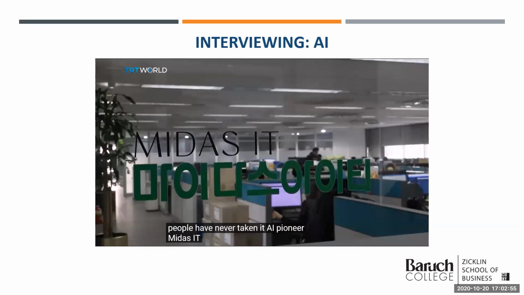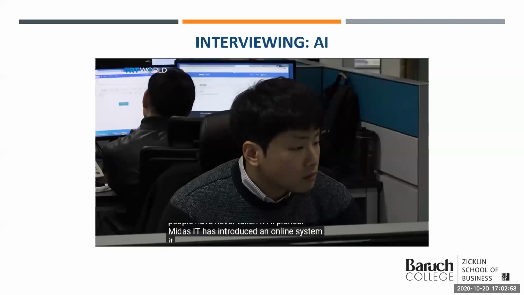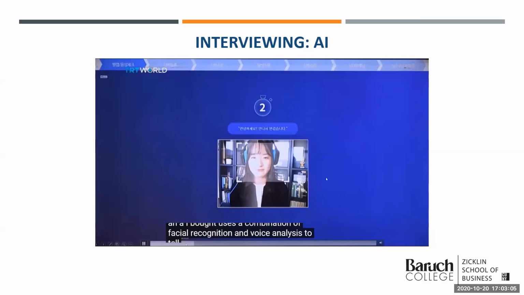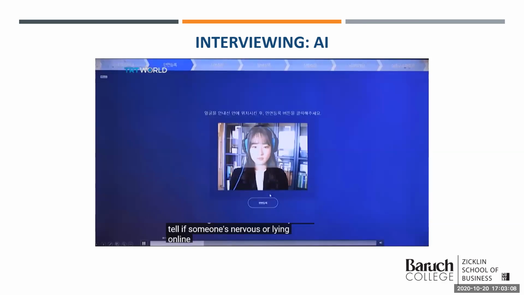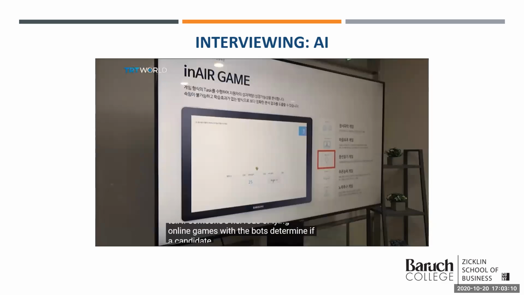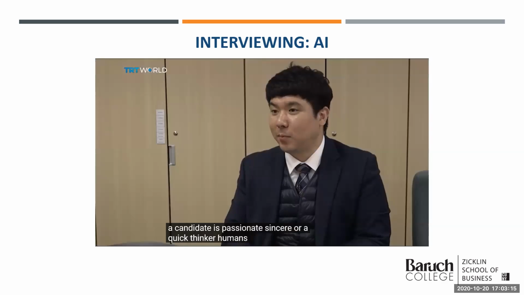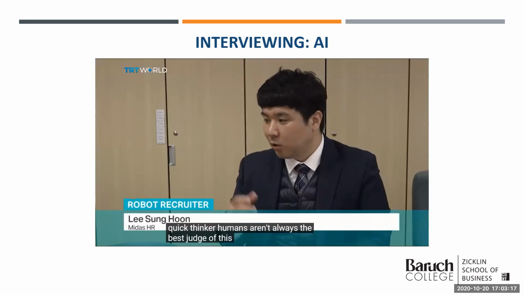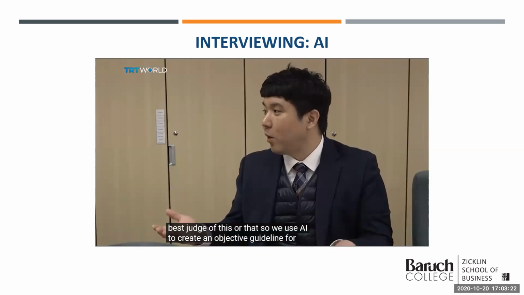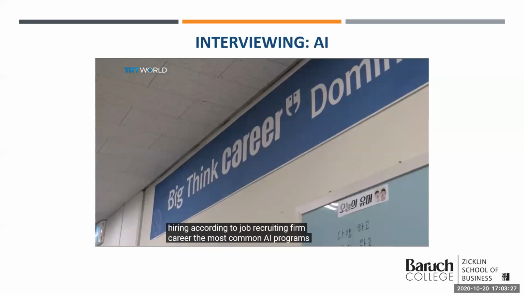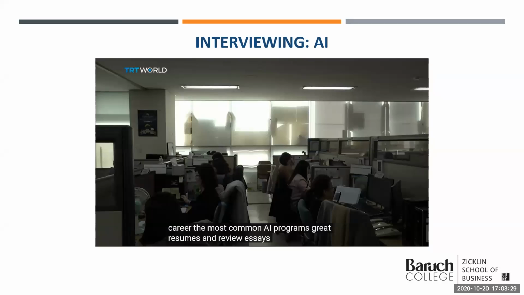AI pioneer Midas IT has introduced an online system it says makes recruiting more efficient. An AI bot uses a combination of facial recognition and voice analysis to tell if someone's nervous or lying. Online games with the bot determine if a candidate is passionate, sincere, or a quick thinker. Humans aren't always the best judge of this or that, so we use AI to create an objective guideline for hiring.